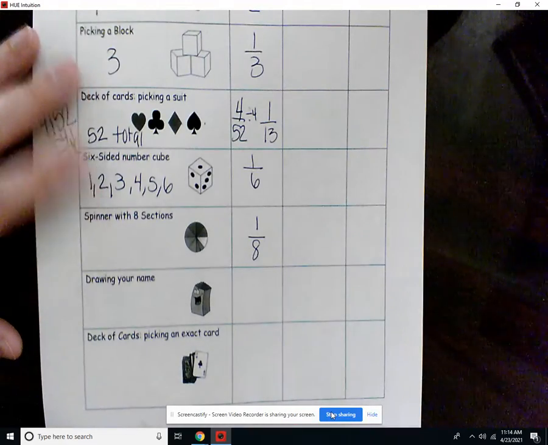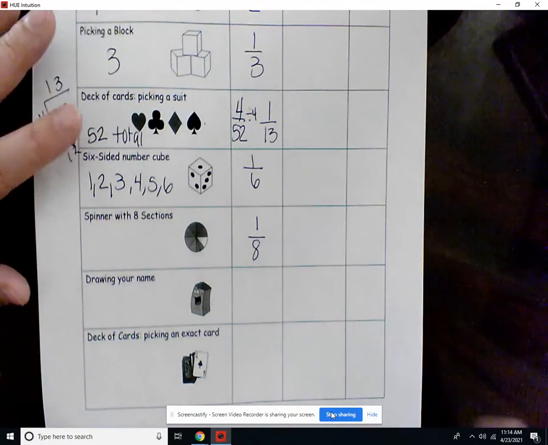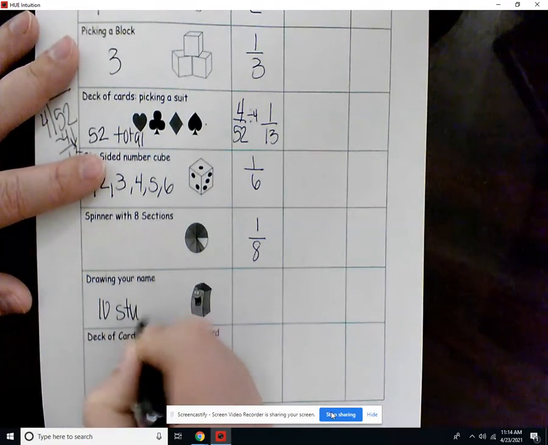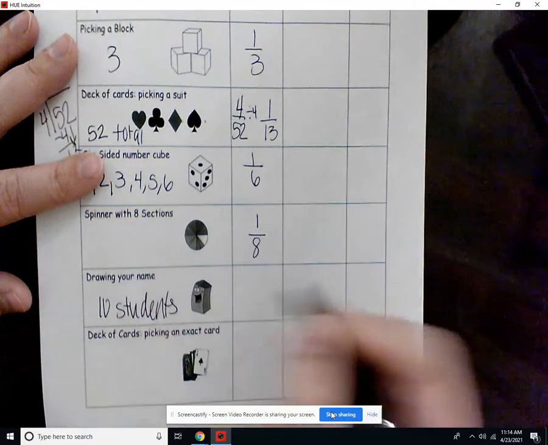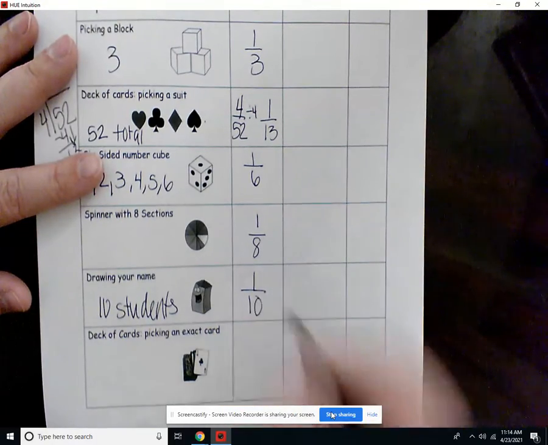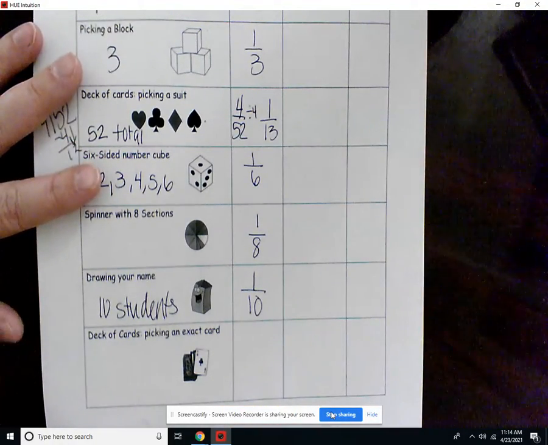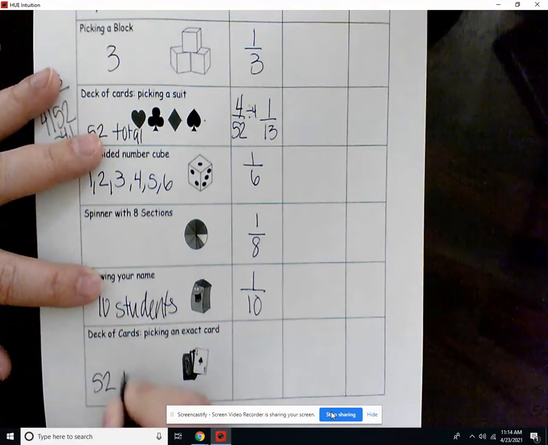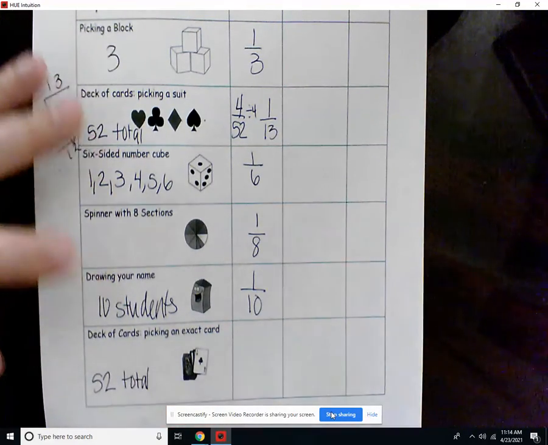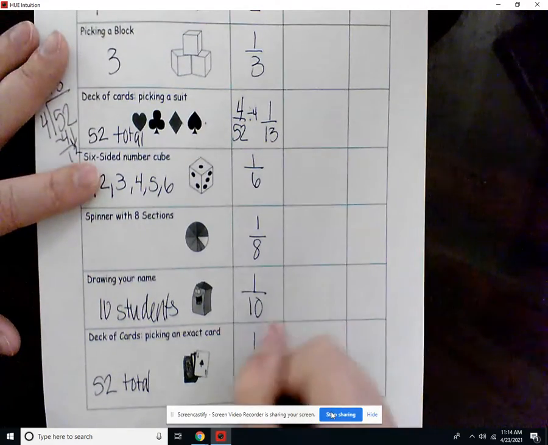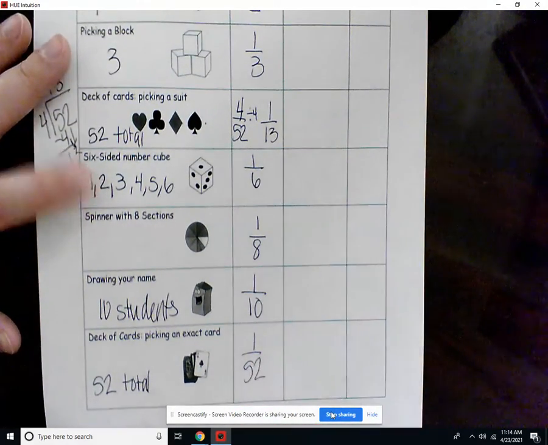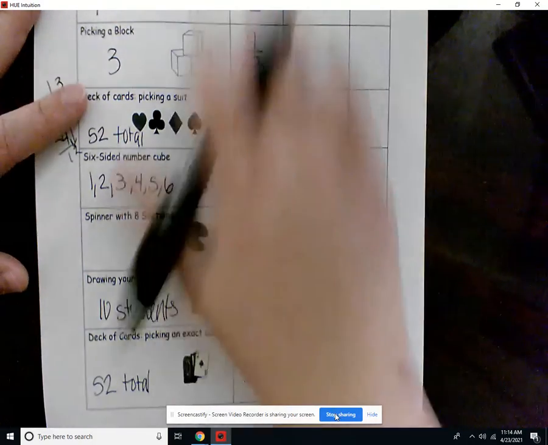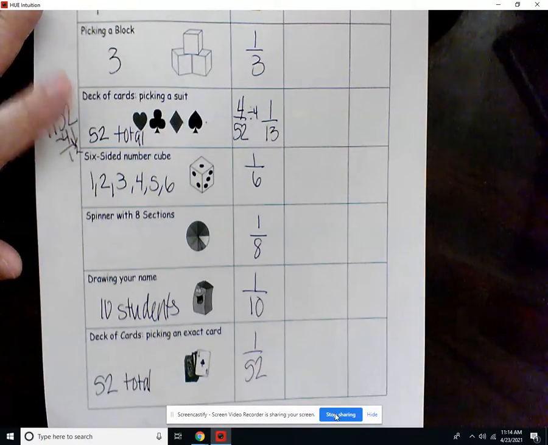Drawing your name. So say I had 10 students in all. The probability of picking one of those students would be a 1 in 10 chance. And a deck of cards, picking an exact card. So again, there's 52 cards total. So just picking one of those would be 1 out of 52. All right, so your homework will give you an event, and you're finding the probability of each of those events.